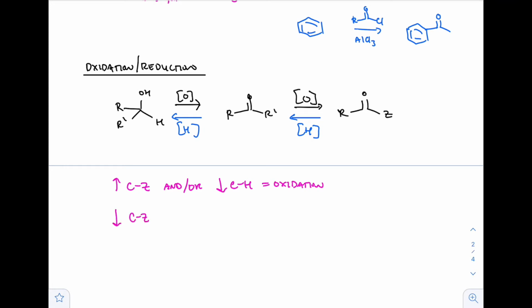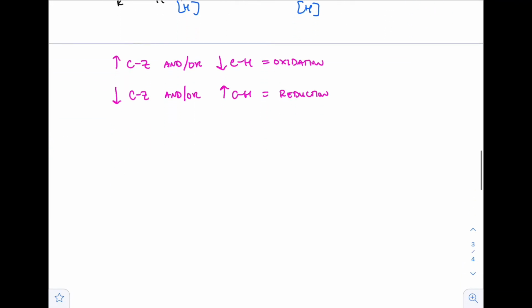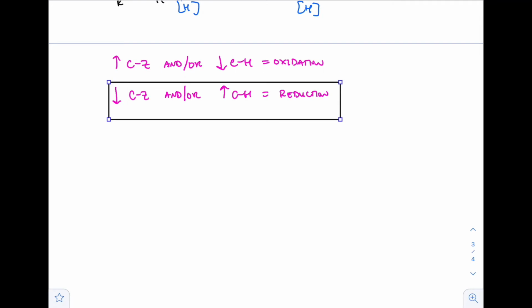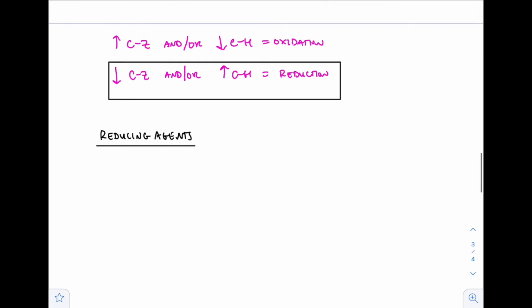Okay, and remember CZ is a carbon-heteroatom bond, and Z is more electronegative than carbon. If we have a decrease in CZ or an increase in CH, then it's a reduction. So let's really just focus on the reduction process right now. And so what we should do is introduce or reintroduce, in some cases, reducing agents.